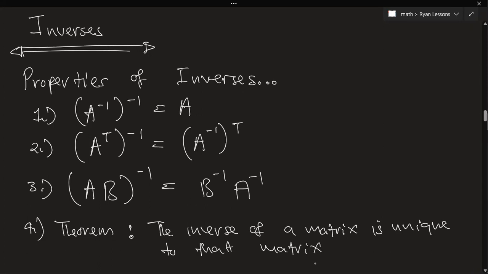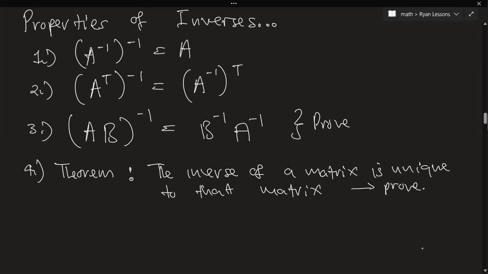You see, the last 2 results, you are supposed to know how to prove. These 2 results are very important to know how to prove. There are questions where most of the time they ask you to show that this is actually true. Even this theorem, which says that the inverse of a matrix is unique to that matrix, is a result which is quite important, and you have to know how to prove it. So how do we go about proving such a result?